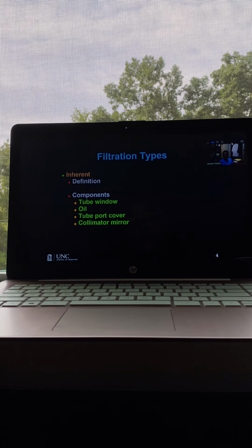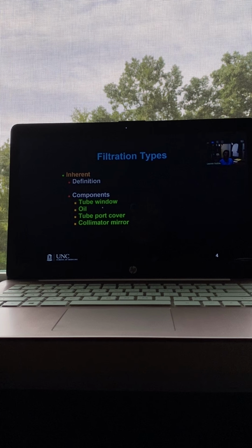And actually the purpose of these things that are already in the tube, the main purpose isn't actually to serve as a filter, but these components have some other main function, but just the fact that they are there in the tube, they do end up serving as a filter. So yes, inherent means those components, those materials are already present in the X-ray tube. And their main purpose happens to be for something else, but they also end up serving as a filter. And so here are the components that are considered to be inherent filtration.